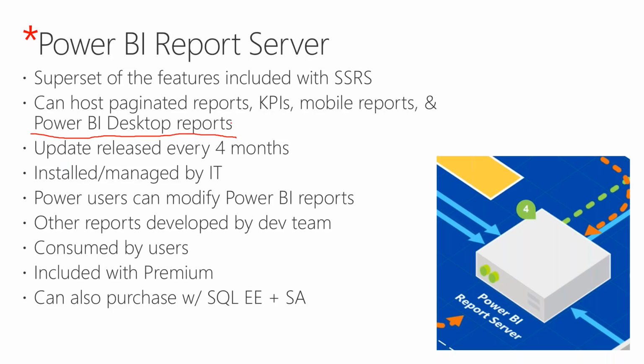Now, there's two ways that you can obtain Power BI Report Server. If you buy Power BI Premium, you automatically gain the rights to deploy Power BI Report Server on an equivalent number of cores on premises. So if you buy Power BI Premium, you automatically get Power BI Report Server. You're licensed to deploy that anywhere. If you have a server that is licensed for SQL Server Enterprise Edition with a software assurance benefit, you can also deploy Power BI Report Server on premises. So there's two ways you can obtain Power BI Report Server.